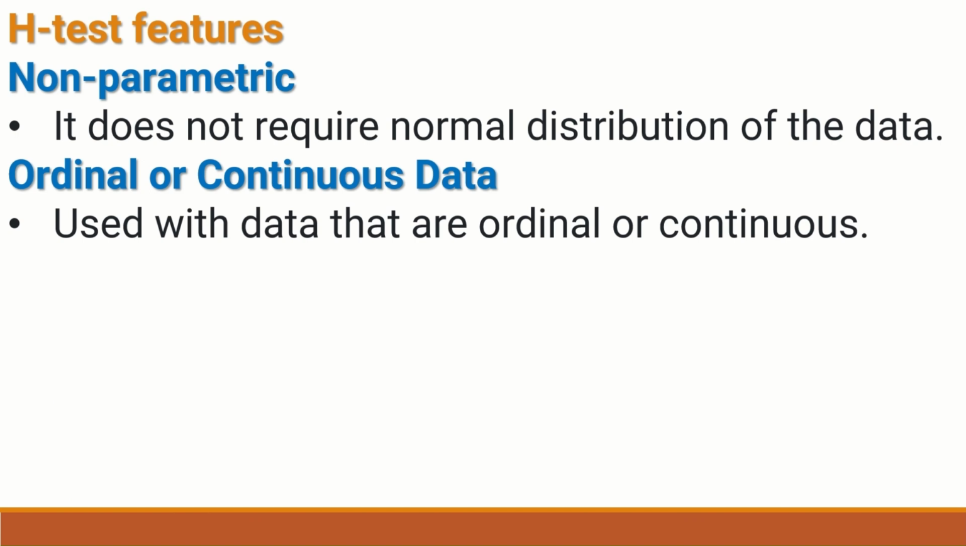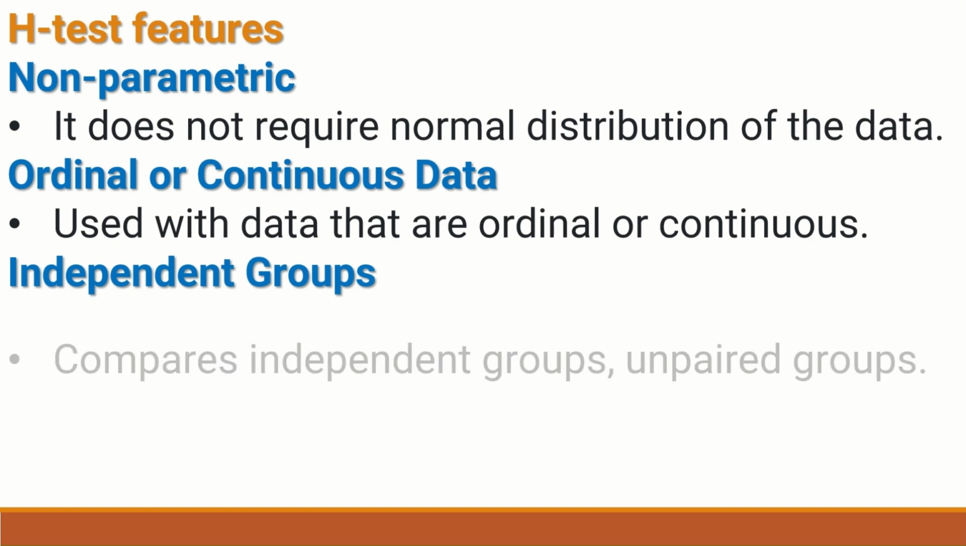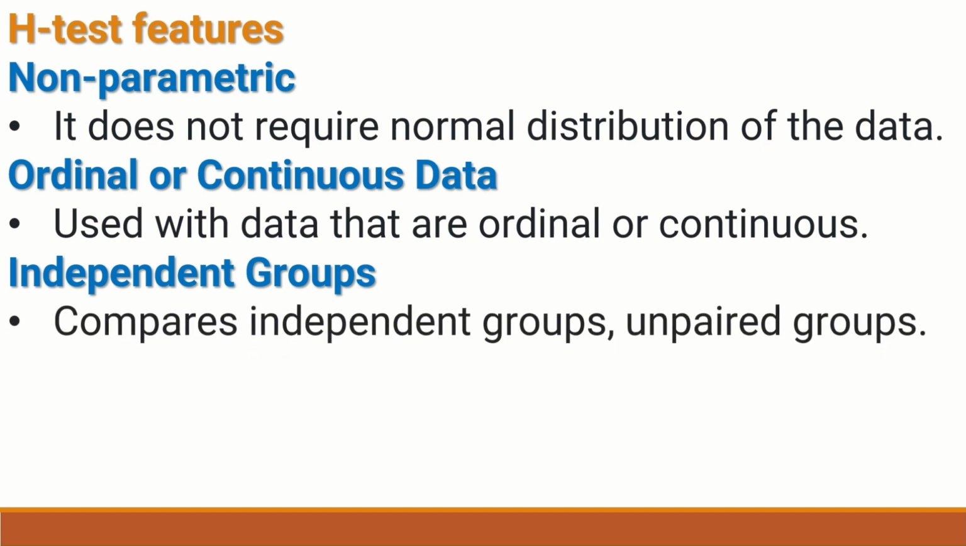Ordinal data is categorical data with order in it, such as a Likert scale, which is used in surveys and questionnaires. Continuous data has a numerical scale, but in this case is not normally distributed. So the H test can be performed on data that are ordinal or continuous. The test can be performed when there are multiple groups and it compares these groups that are unpaired, unmatched, independent of each other.